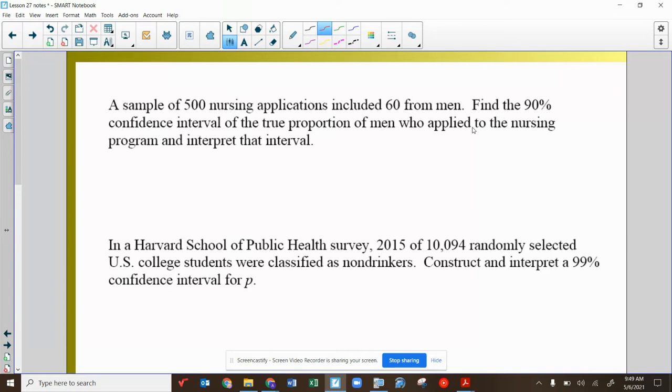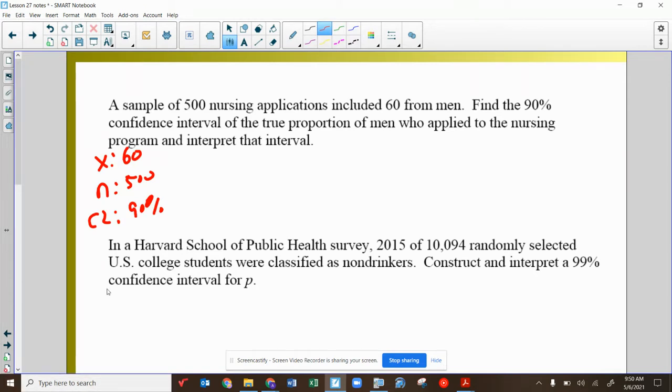A sample of 500 nursing applications includes 60 from men. Find the 90% confidence interval for the true proportion of men who applied. So remember, this is just a sample. We want to know in this nursing program what the actual true proportion is, or we want to estimate it with 90% confidence. So three things we need. X, which is 60. N, which is 500. Confidence level, which is 90%.